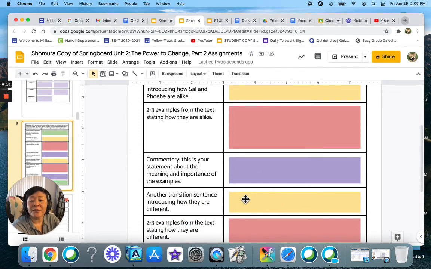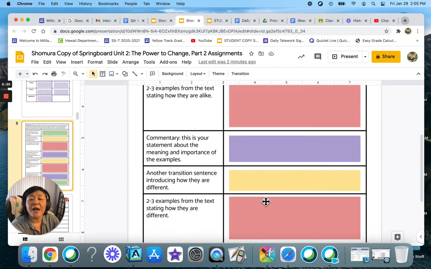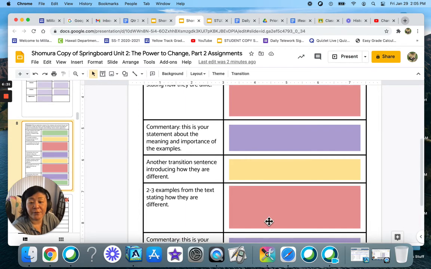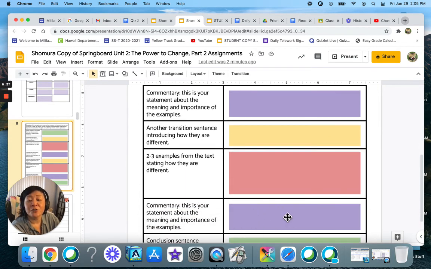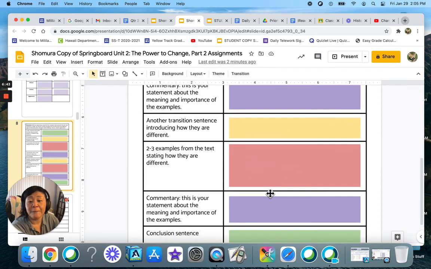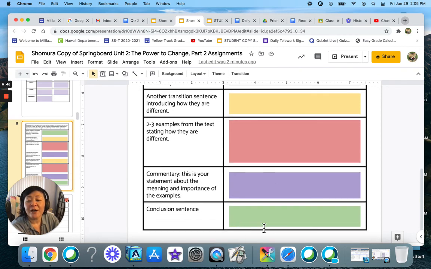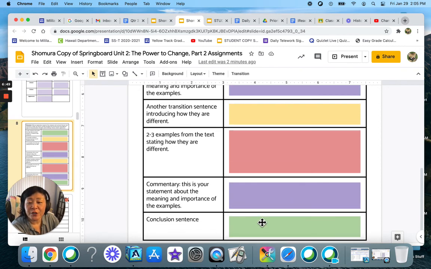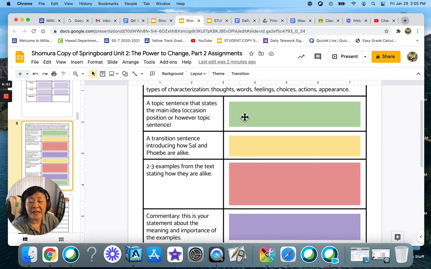Then you're going to do your yellow, your star idea, another transition sentence introducing how they are different. So you're going to look on your slides 6 and 7 and look for ways that they are different. And this one's going to only be one sentence, and then you're going to give specific examples from the text, how they are different. And then do another commentary about the differences, the contrasts. Okay? And then you will have a conclusion. Remember, your conclusion is basically restating your topic sentence in a different way.